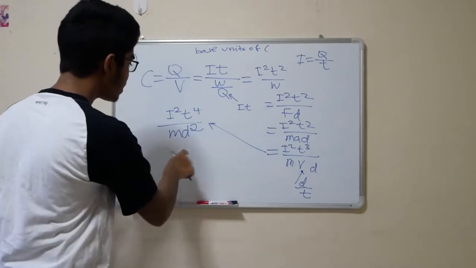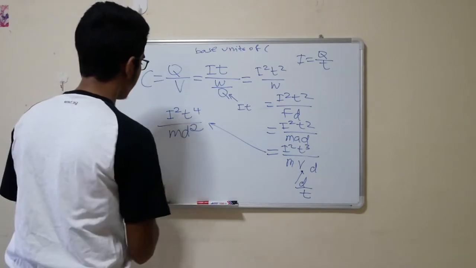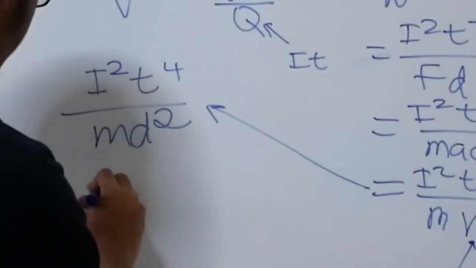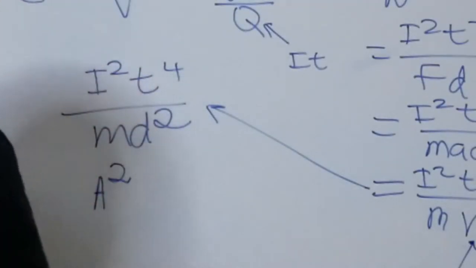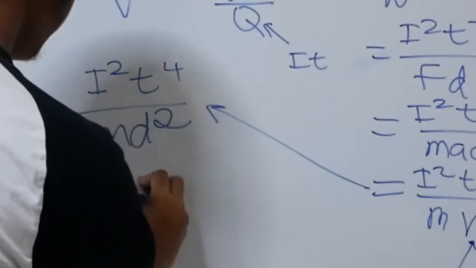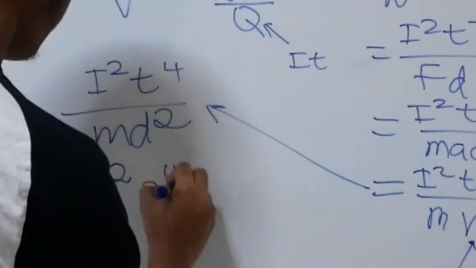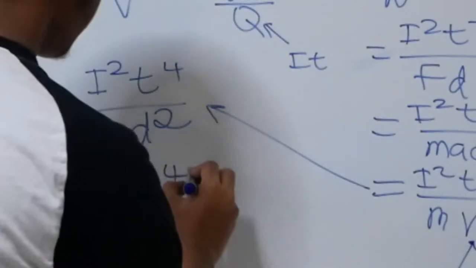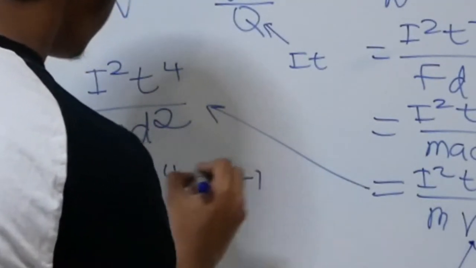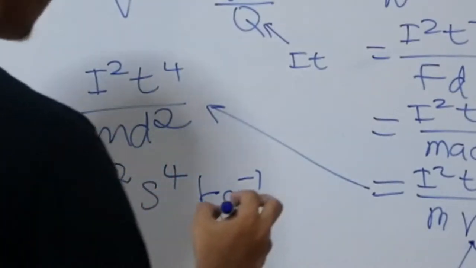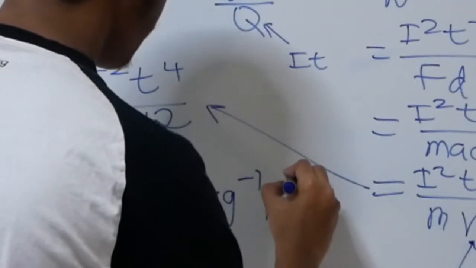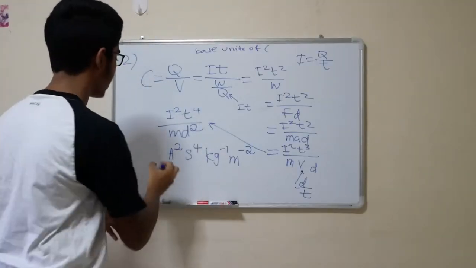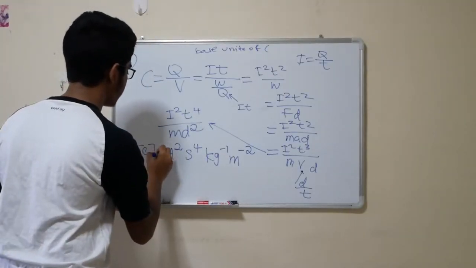Now finally, all these are base units, correct? So, what is the final one? I, SI unit, is amperes squared. T is seconds, so that would be seconds to the fourth. Right, the order doesn't matter. M stands for mass, so it's kilogram inverse. D is distance, so that would be meters to the minus 2. Alright? That's it, guys. That's how you find the units of capacitance in base units.